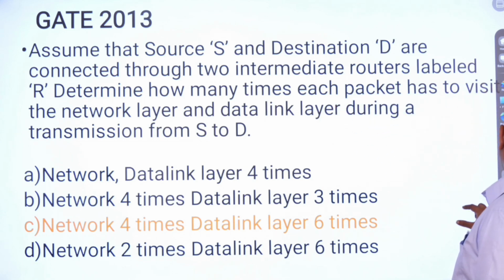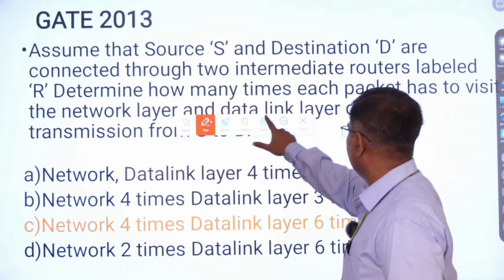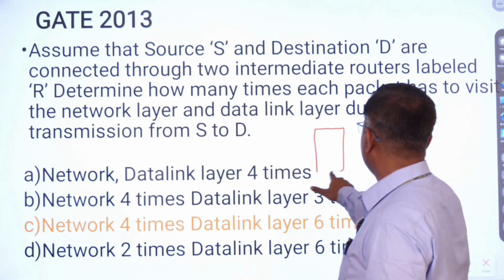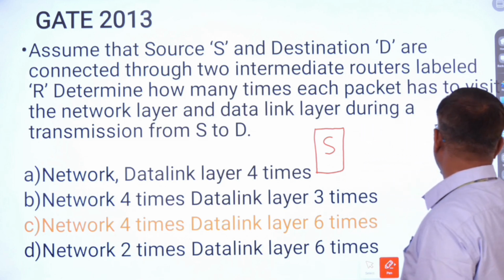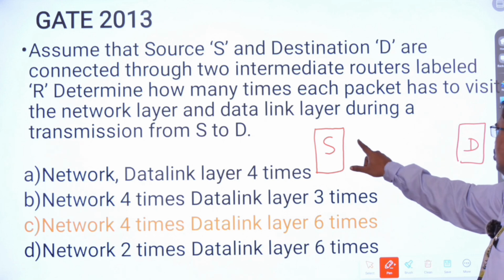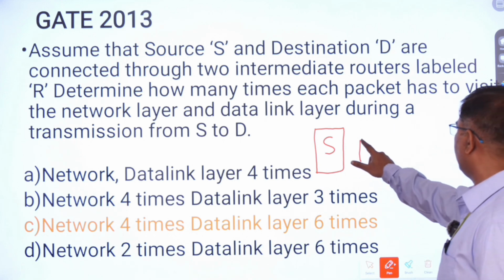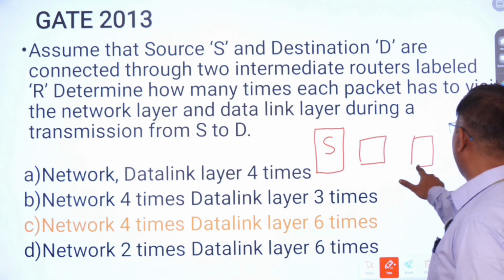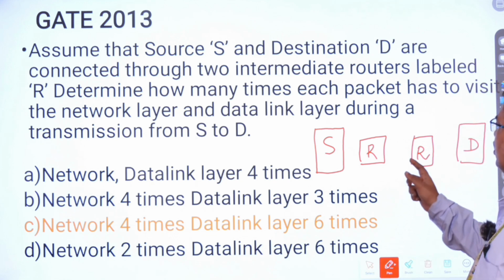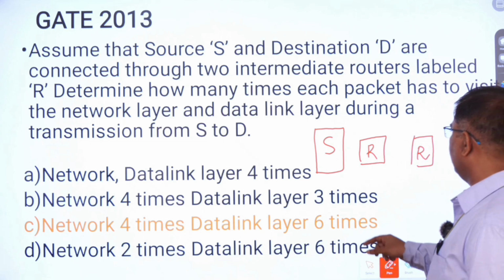Here they have mentioned that source S and destination D are connected through two intermediate routers. So this is the source and this is the destination, with two intermediate routers in between. The packet has to visit the network layer and data link layer.